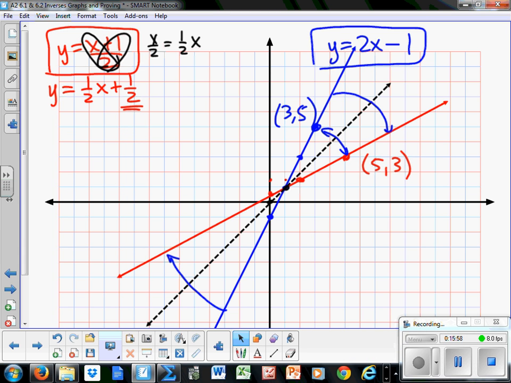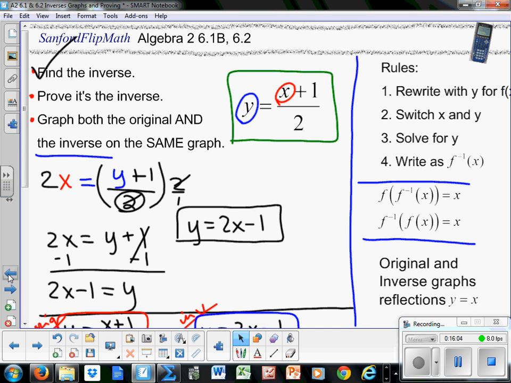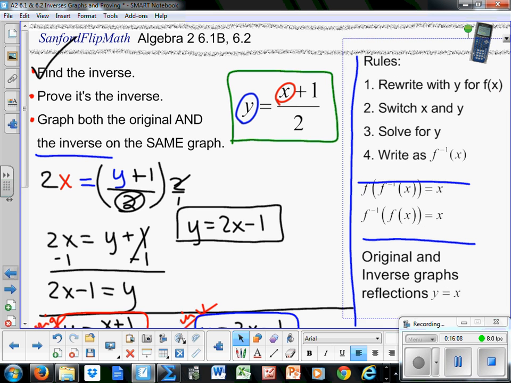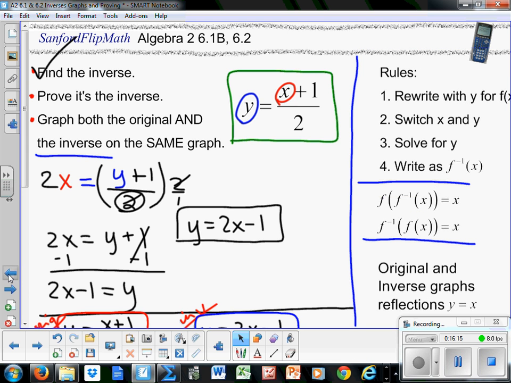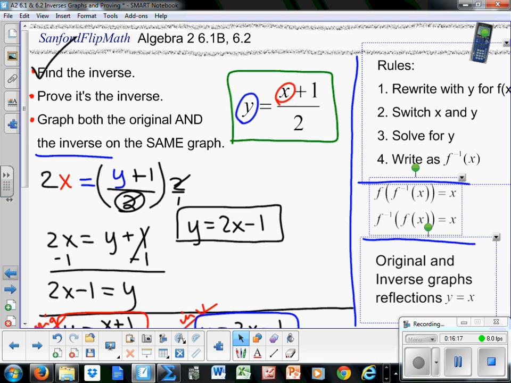because of the whole idea of switching x and y. Okay, so three big ideas with inverse. Switch x and y, and solve for y. If you want to prove inverses, then you have to put one function inside of the other, and they should end up being equal to x after you do that. And the last one, the original and the inverse are supposed to be reflections of each other across the line y equals x.